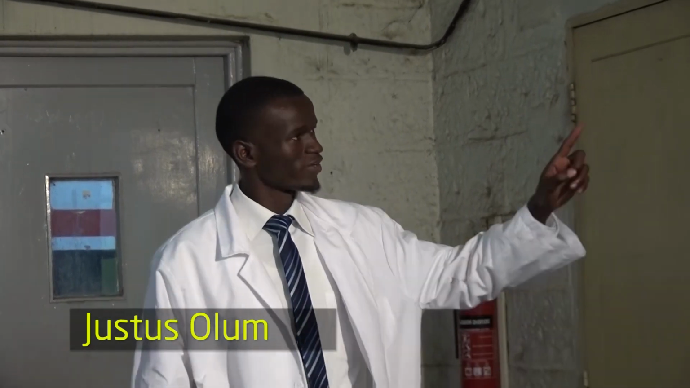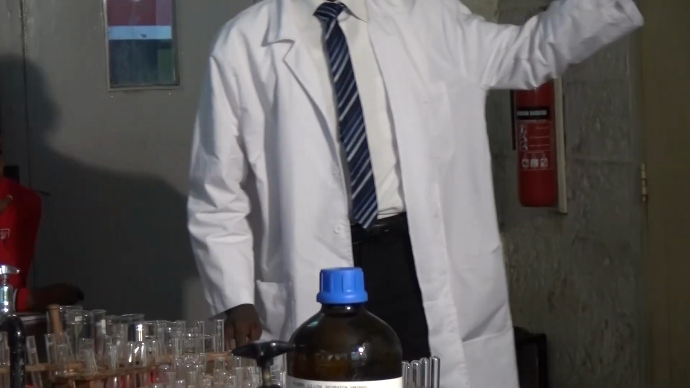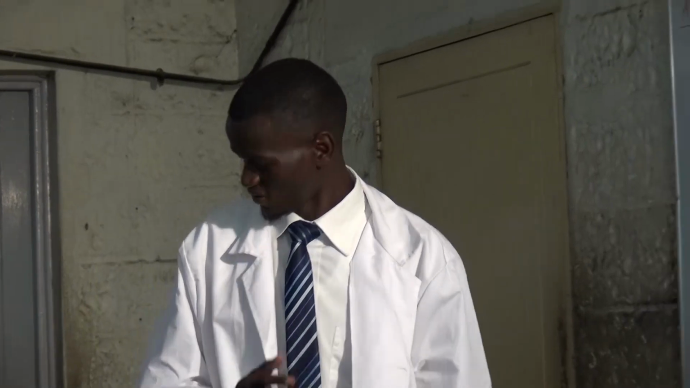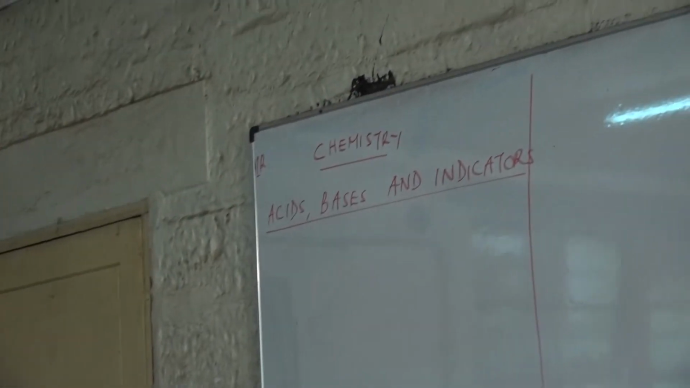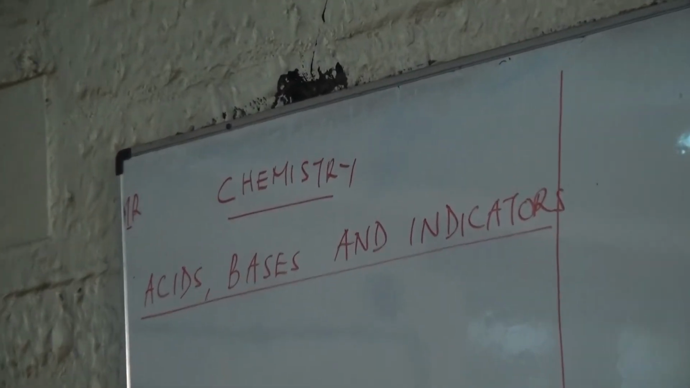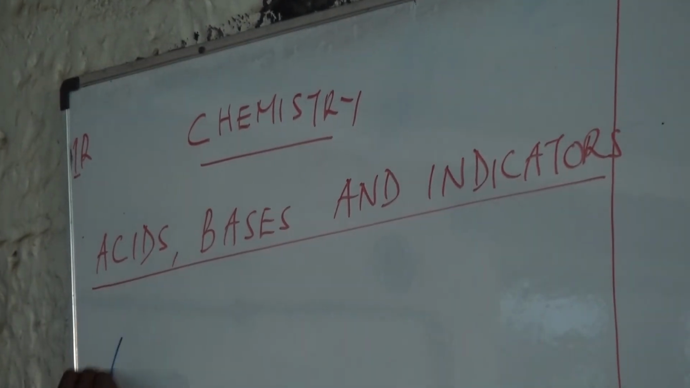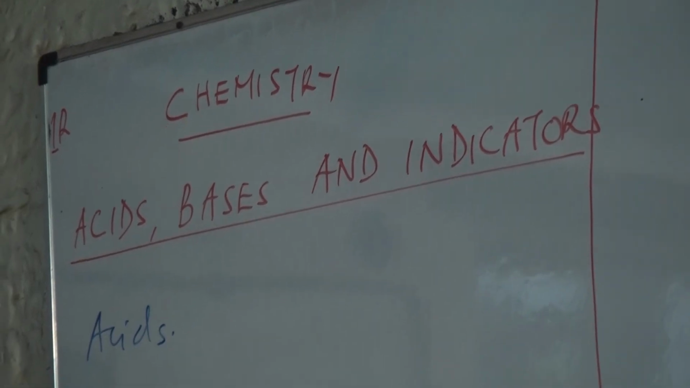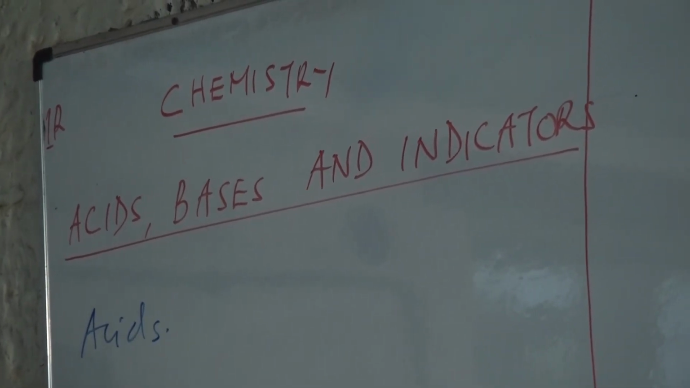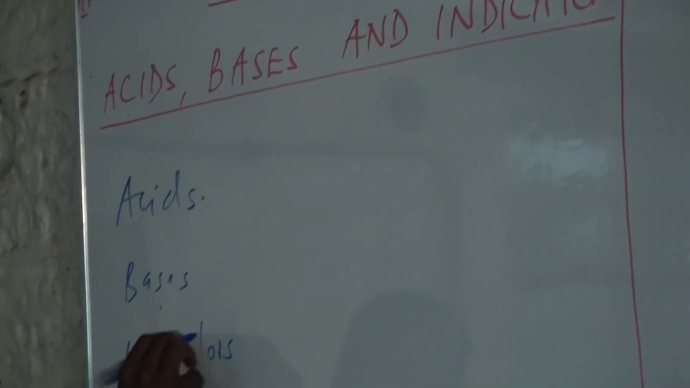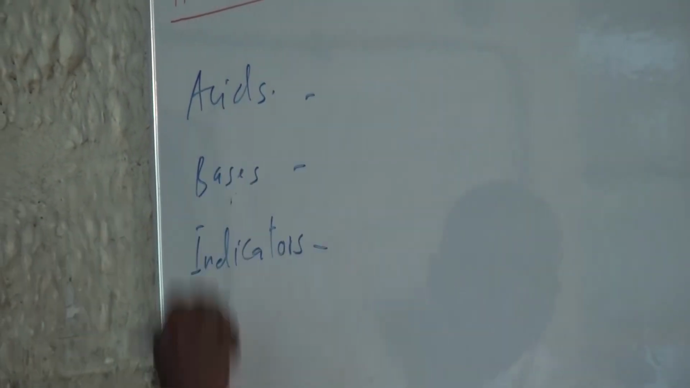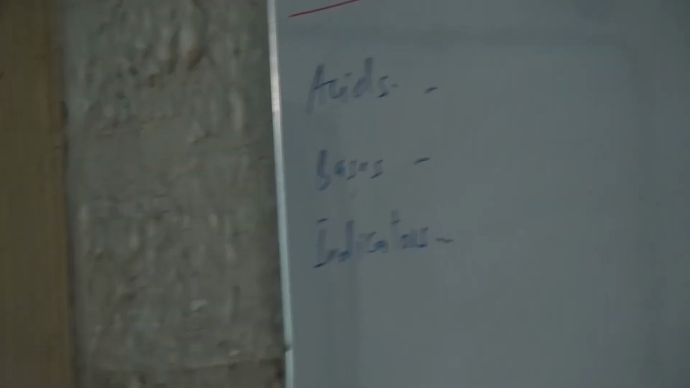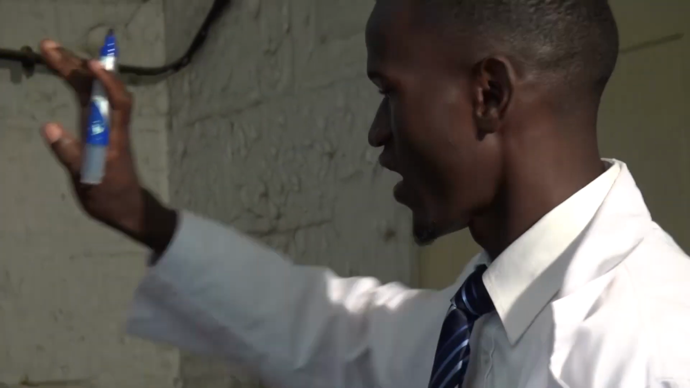Okay, we have a new topic here. Which topic is that? Acids, bases, and indicators. Now, we want to introduce this. We have acids, we have bases, and we have indicators. Is it the first time you are coming to hear these terms? No. Yes, very fast.